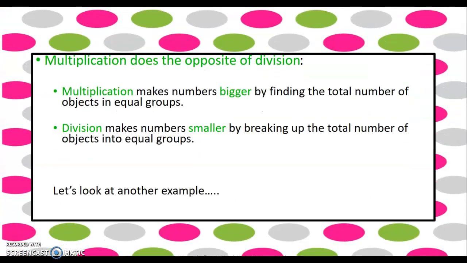So multiplication does the opposite of division. Multiplication makes numbers bigger by finding the total number of objects in equal groups. Division makes numbers smaller by breaking up the total number of objects into equal groups.